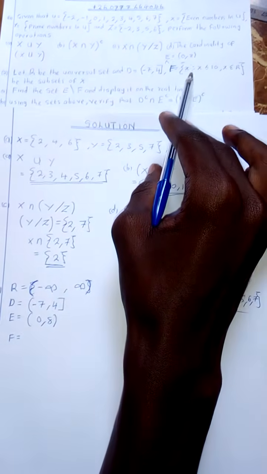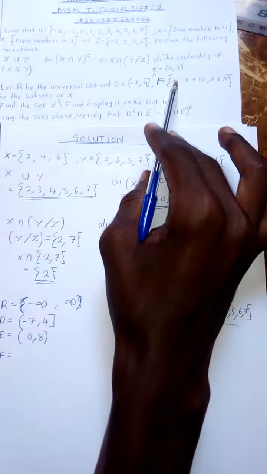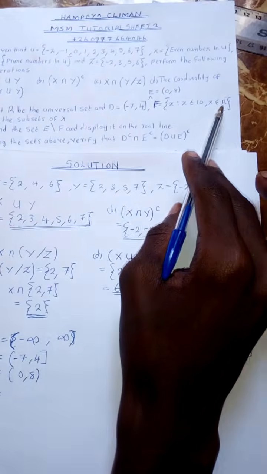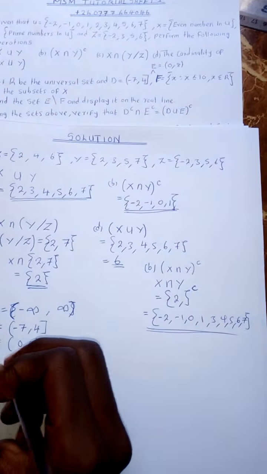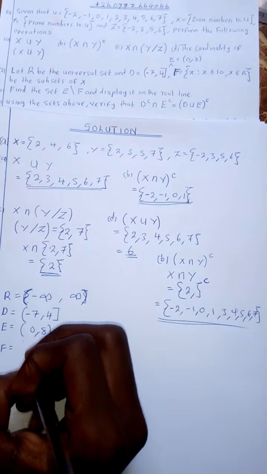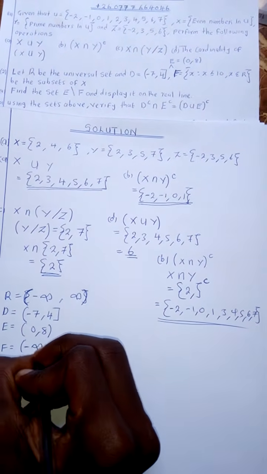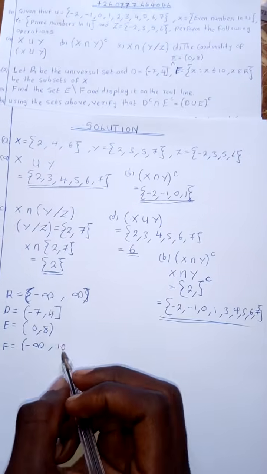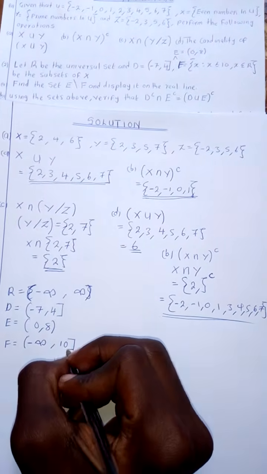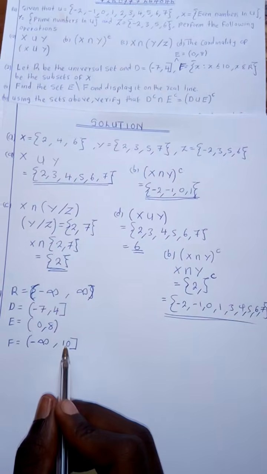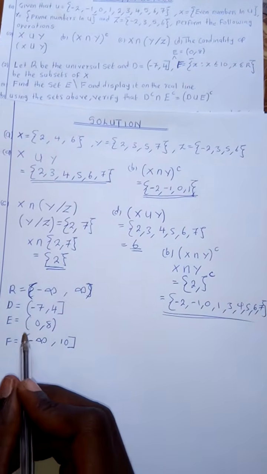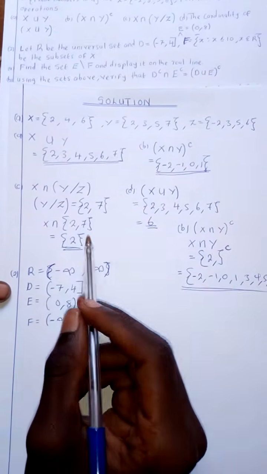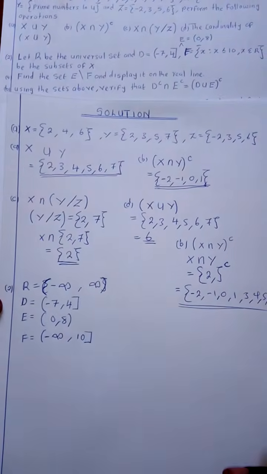is a set in set builder notation. It is the set of X such that X is less than 10, and X must be a member of all real numbers. So this simply means this is a set coming from negative infinity going to 10. The brackets you use are these ones. This simply means that 10 is included, and this is not included. So 0 is not included.